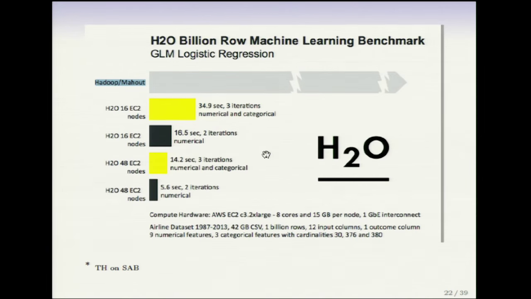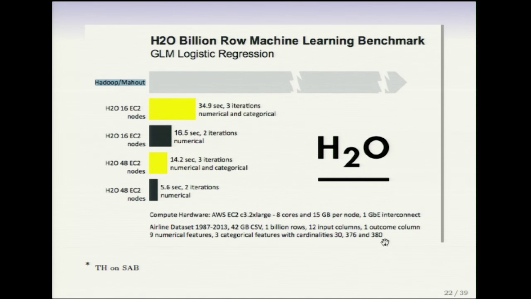So they implement algorithms for big data, and this is one of the examples that they have. It's kind of impressive. It's an example from an airline data set that's got 1 billion rows. So that's massive data. I've never worked with a data set with 1 billion rows. And it's got 12 input columns and one output. But the input columns are 9 numeric features and then 3 categorical features with lots of levels. So one of them's got 376 levels and the other 380 levels.